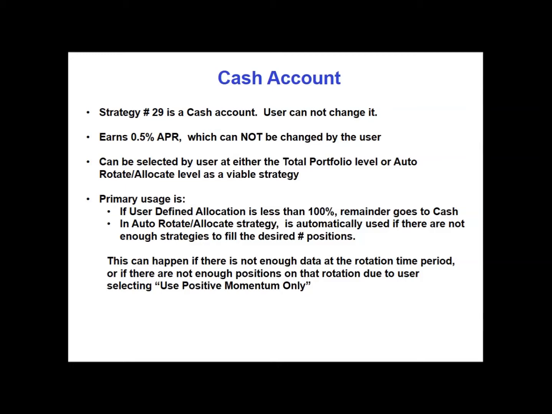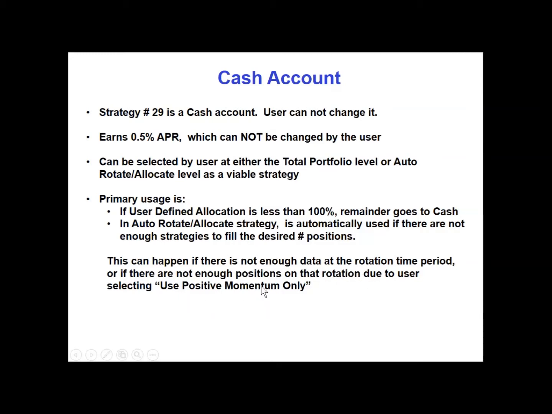So let's say you put 5 in that. This will be more important in a minute. If you want to use 5, but only 3 strategies are enabled, you'll get some errors, but it'll run and it'll put cash in the other 2. Or sometimes it'll happen if there's not enough data at the rotation time period because some of the strategies don't start until later. Then it'll put those positions in cash.